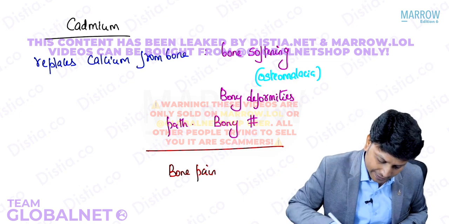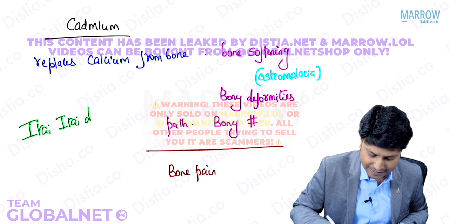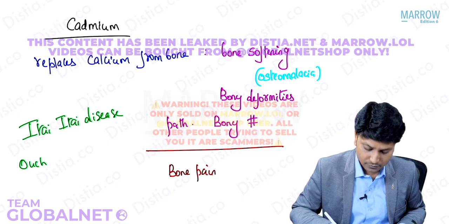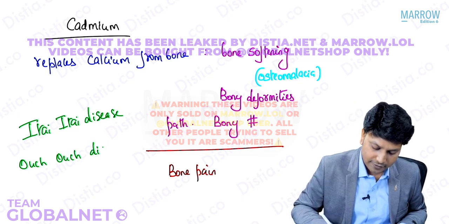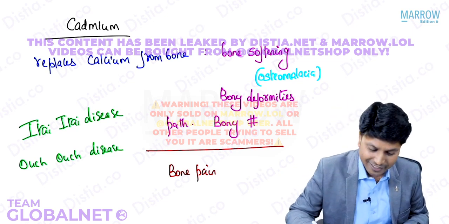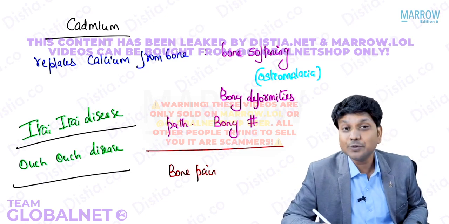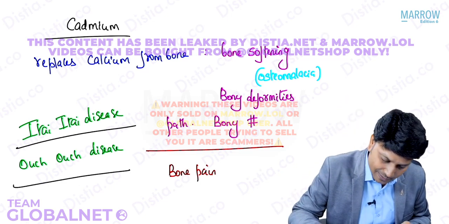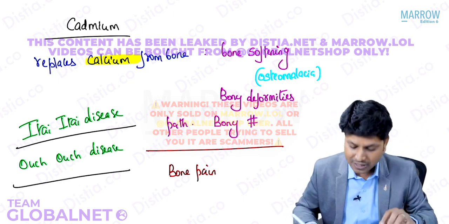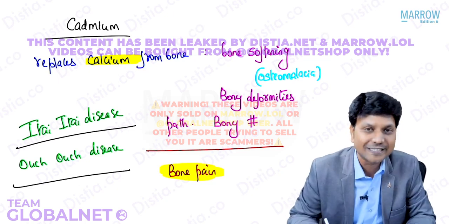We call this condition Itai disease, which is also called ouch disease. The patient will be complaining of pain. That is nothing but cadmium. You need to understand the mechanism: replacement of the calcium from the bone, where the patient will have all these features. The patient will have severe bone pain. Remember pain, remember ouch disease.